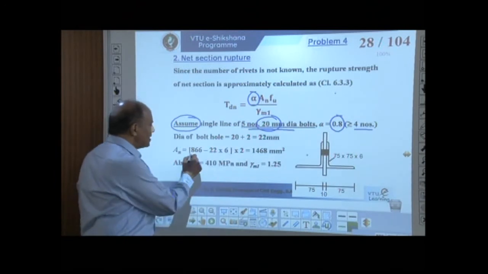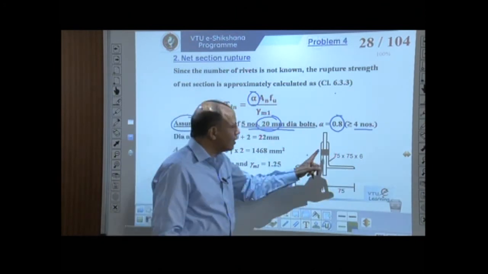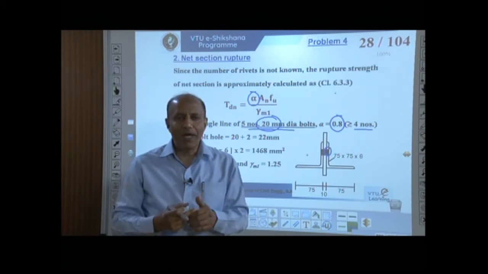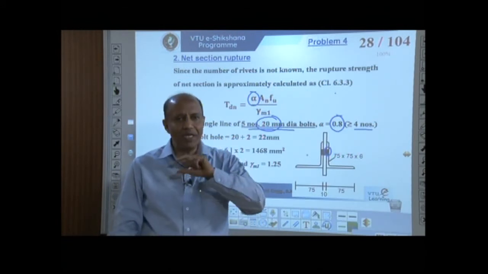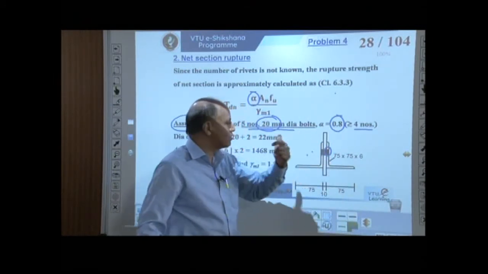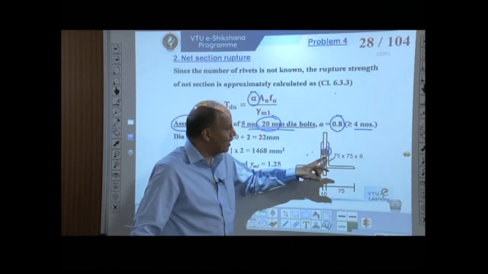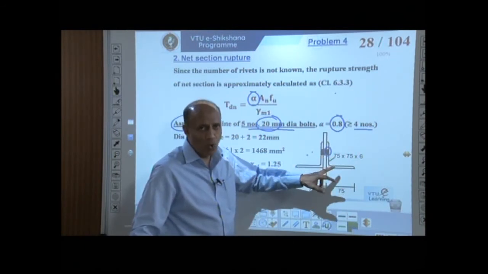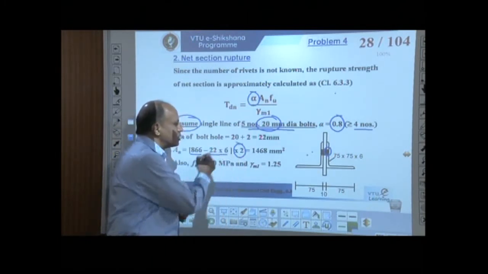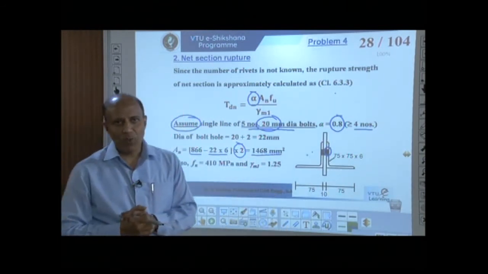So how do I do that? 866 is the area of one angle. I am going to deduct the area lost in one leg. What is the area loss due to that hole? It is based on the bolt hole diameter. Bolt is 20, so the bolt hole would be 22. So 22 multiplied by the thickness, which is 6, and we have two holes. 22 is the width of the bolt hole multiplied by the thickness, which gives the area lost due to that hole from this entire angle. And this is 2 times because there are 2 angles in this connection. That will give you 1468 millimeter square. So that will be the net area.